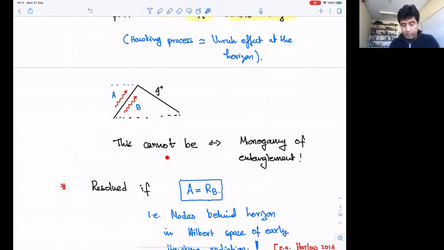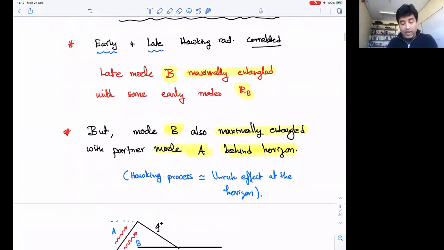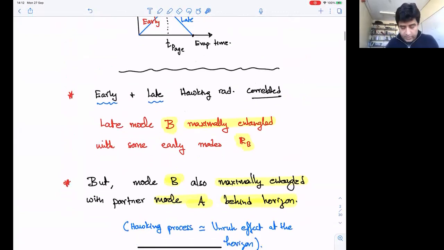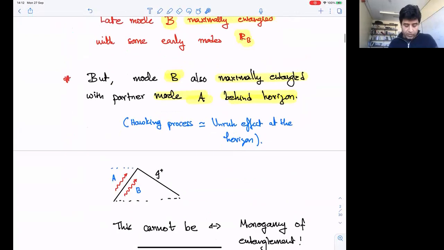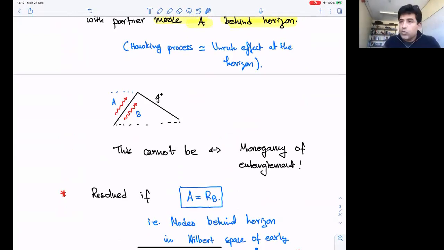A given mode cannot be maximally entangled with two different other systems. And this is the monogamy of entanglement. So there are actually, in a sense, two puzzles. There is the basic information puzzle, which is exactly how this Page curve gets turned around. But there's also this other puzzle. If there is such a turnaround in the Page curve, which means late and early modes are correlated, then you also have to start worrying about what happens to these correlations. How do you understand that there is also supposed to be a maximal correlation between these modes B and A across the horizon? So there are, in effect, two puzzles, not just one.